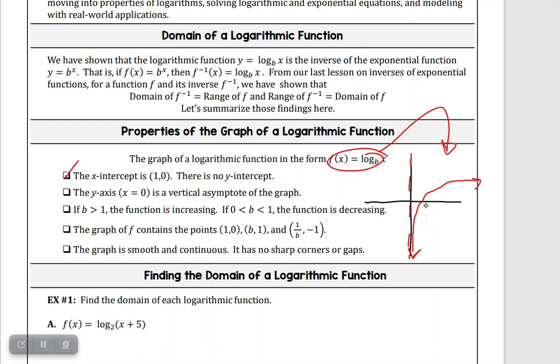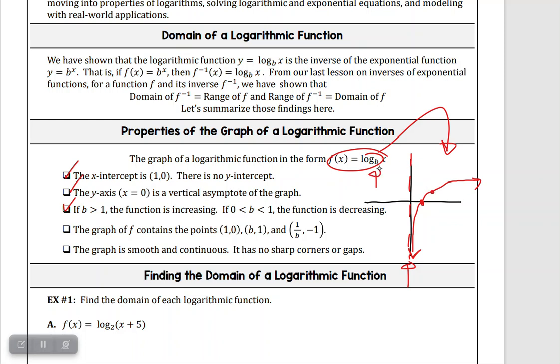X-intercept at (1, 0). We have our vertical asymptote, which is x equals 0. If b is greater than 1, so what we see there, then we kind of see what's happening to the function. It's increasing. Okay, see how it's increasing right there? Now, if b would be between 0 and 1, then it would be decreasing. Then what we have is the graph contains the point (1, 0), which we talked about. And then remember, whatever that b is, that's that point.